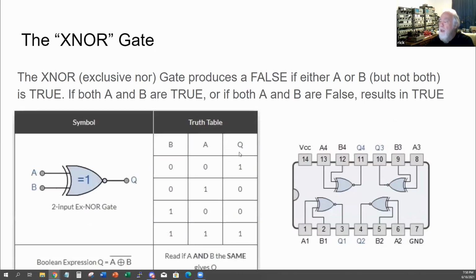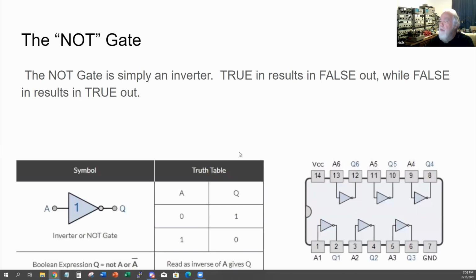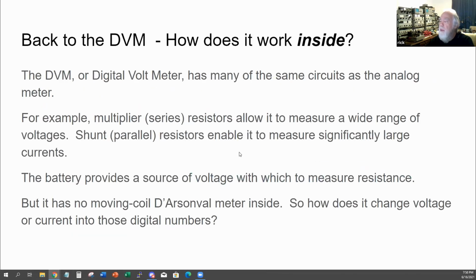These are just the other gates that we talked about, and these slides are for reference in the future if you choose to save them. We're almost to the end now.